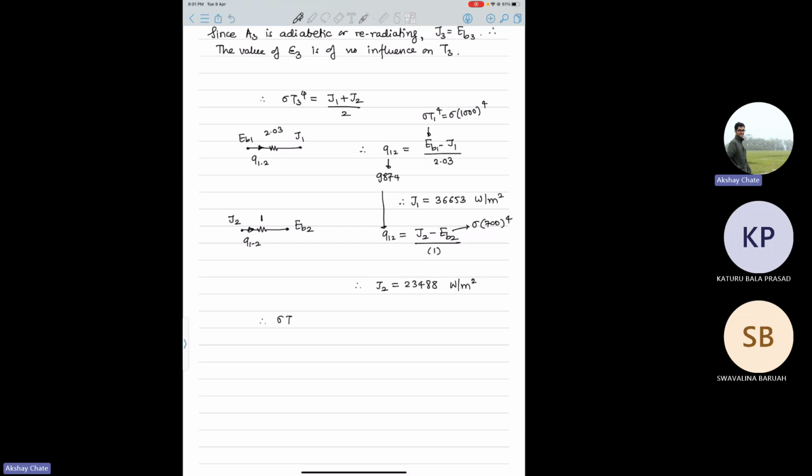And then we know that sigma T3 power 4 is (J1 plus J2) by 2, right? So we have to add 36653 plus 23488 and divide by 2. That is 60,000 something, and if you divide it, you get 30070.5. Now you divide it by the Stefan-Boltzmann constant.